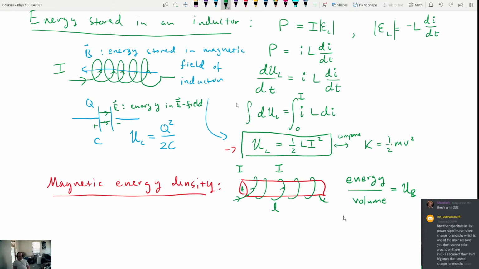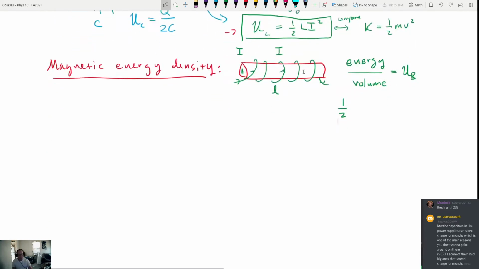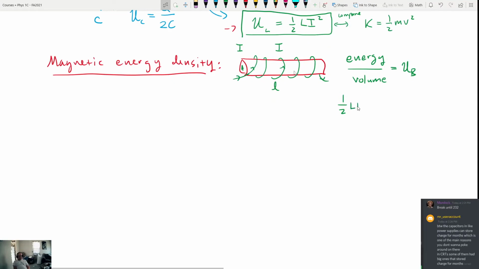So the energy should be what we just calculated right there. It's going to be 1/2 Li squared. Then we have to divide by the volume, and the volume is going to be A times L. We're now going to plug in L, which we derived earlier. L was N times flux B over I, which is going to be mu naught times N squared divided by L times, was it A? I think it is. And we multiply that times i squared divided by A times L. Be sure I got that right.